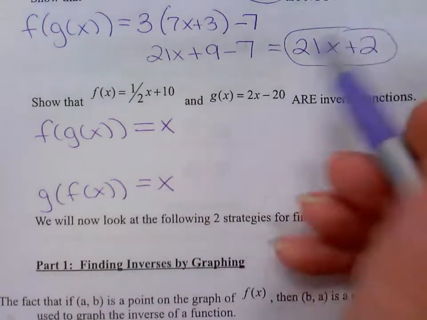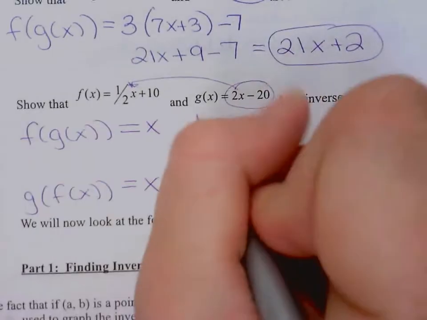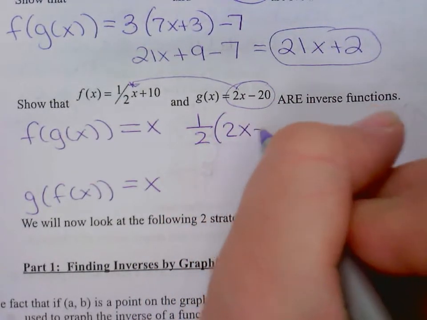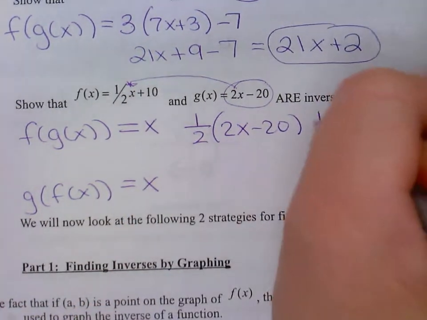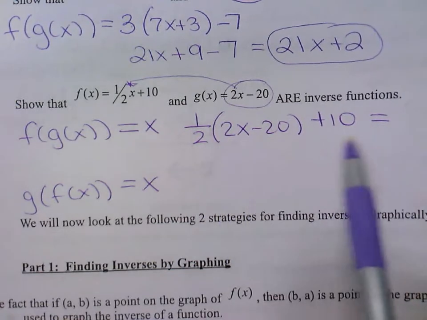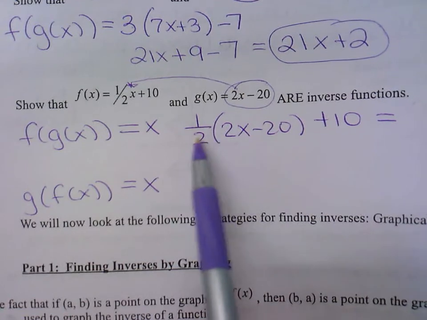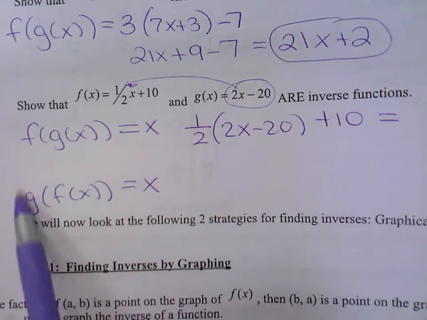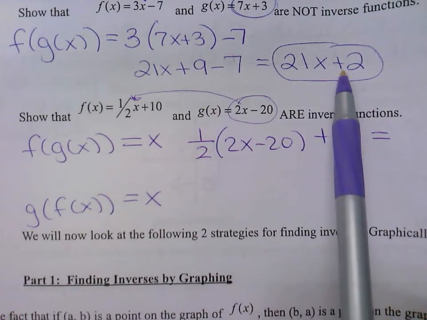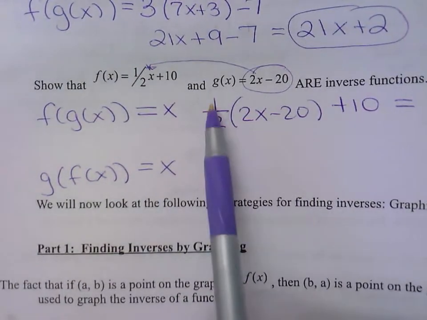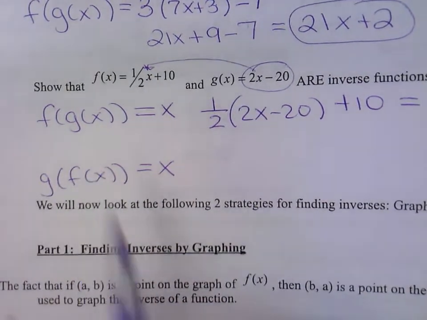So if I'm going to take this g and plug it into f, I would write it as 1/2 of 2x minus 20, because that's going in for x right here, and then plus 10. So I just want you to show that all those things will cancel out and they just give you x. And because this works, you also need to do it in the reverse order. Up here, the first one failed, so I had already proved it wasn't an inverse. Once it works in one direction, you need to plug the f into the g and prove it in this direction as well.